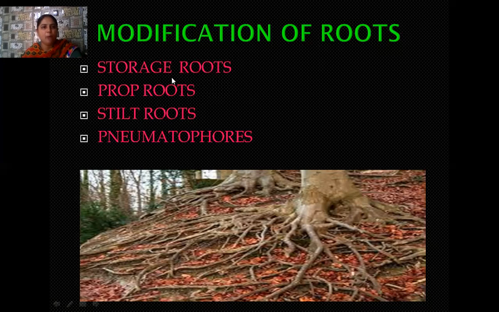And then we have prop roots. These prop roots generally have the function of providing support. This type of root is generally found in the banyan tree. Stilt roots are generally found in maize and sugarcane. This type of root is also a supporting root, and they come out from the lower nodes of the stem. Generally these types of roots are visible in the case of maize. And the fourth type of roots are very special. They are known as pneumatophores.